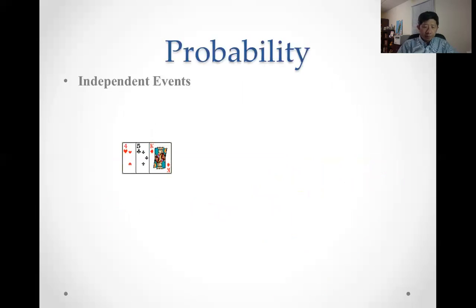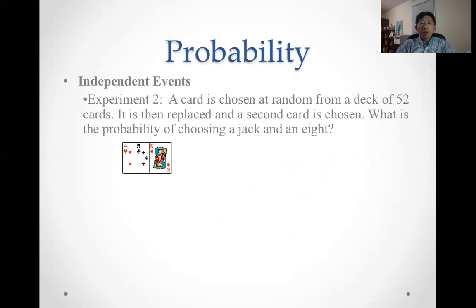Next problem. Independent events. A card is chosen at random from a deck of 52 cards. It is then replaced in the deck, and a second card is chosen. What is the probability of choosing a jack and an 8? A jack and an 8.